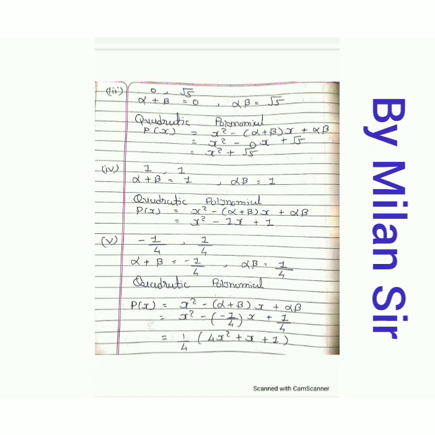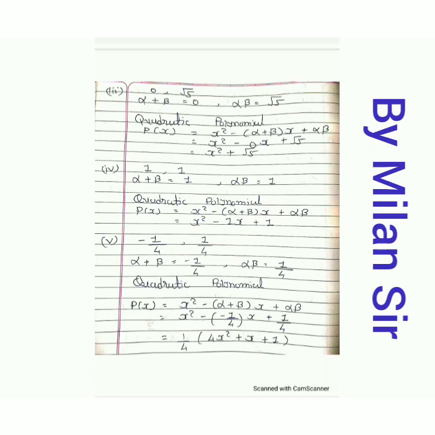Fourth question, first value sum of zeros alpha plus beta is equal to 1. Second value alpha into beta is equal to 1. Very easy question. So put the value of alpha plus beta, that means 1, and alpha into beta 1. So this is our answer, x square minus 1x plus 1.